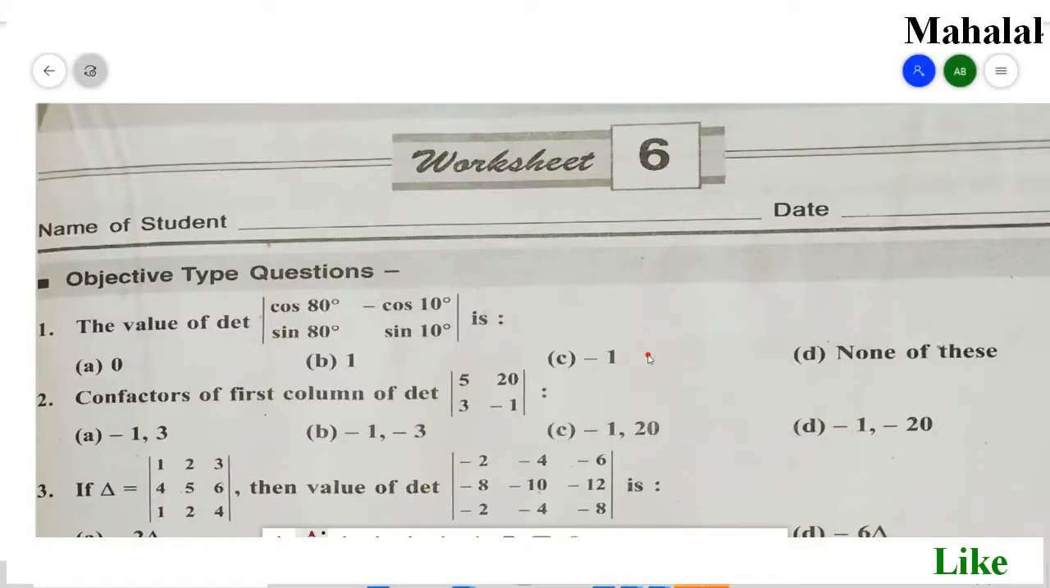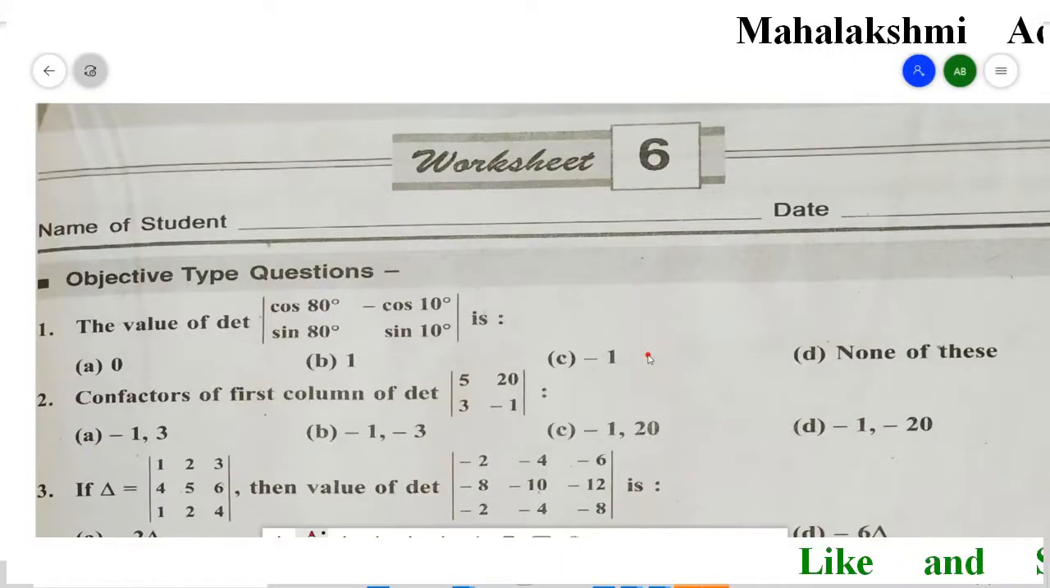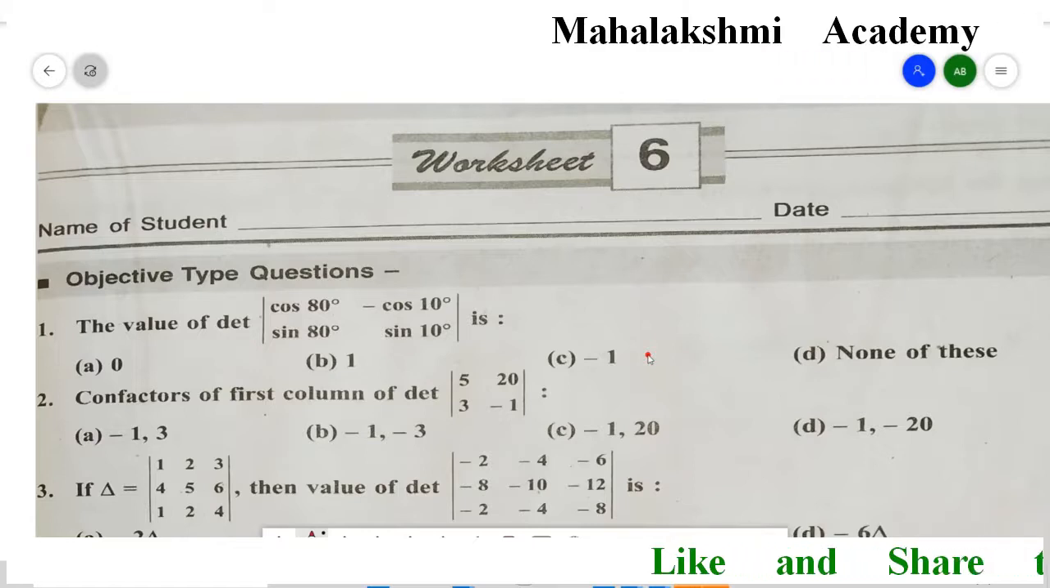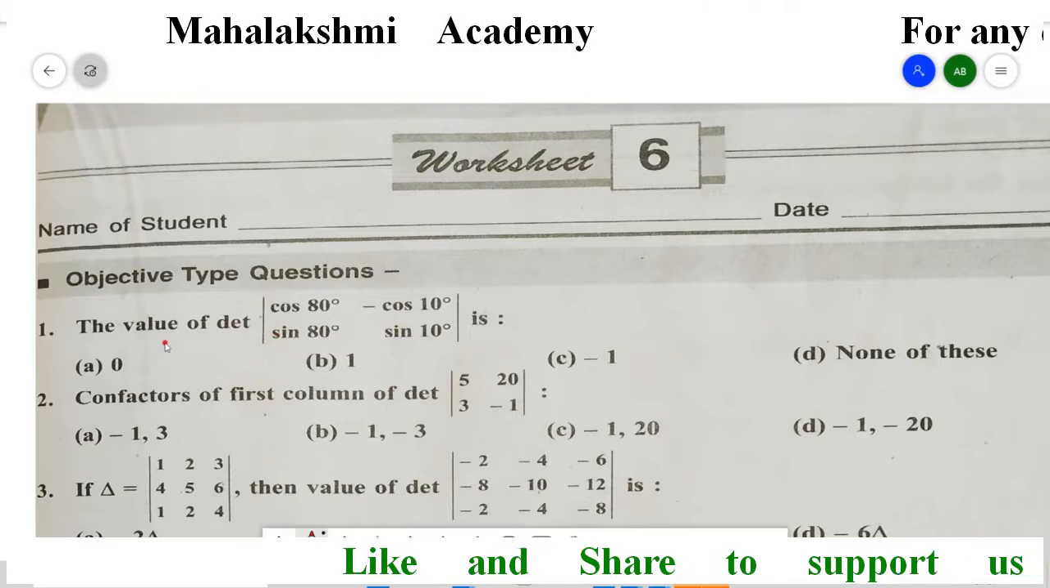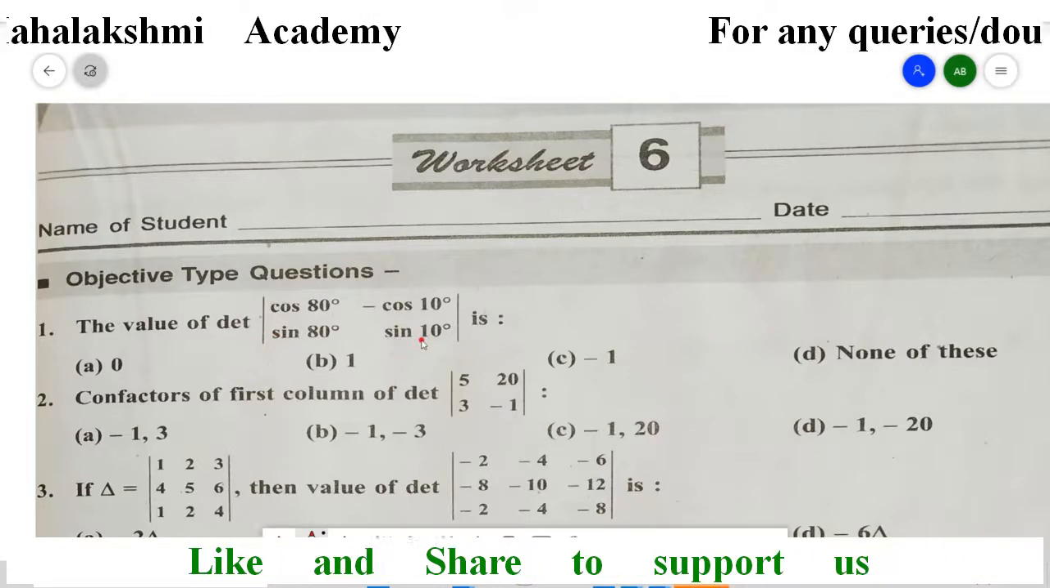Hello everyone, I am going to explain worksheet 6. This worksheet belongs to 12th class maths. The first question is the value of determinant. Here we have to find out the value of determinant.